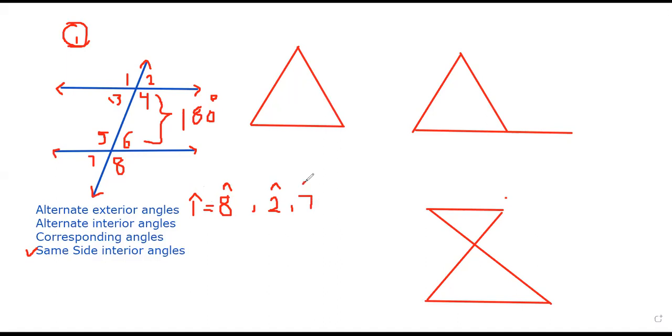Thank you. What about alternate interior angles? Who can give me an example? Can I say? Okay, go on. 3 and 6 and 4 and 5. Very good. So we have 3 and 6 and 4 and 5. So those are examples of alternate interior angles, and they should be equal in measure.